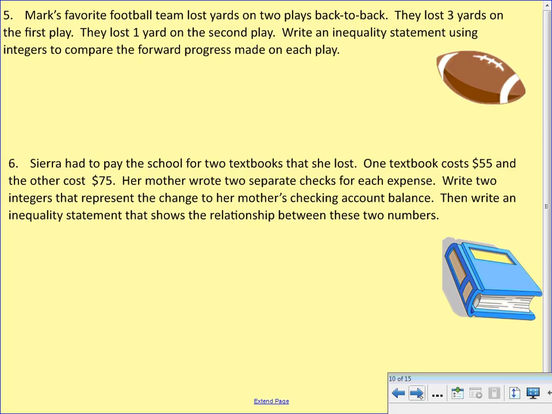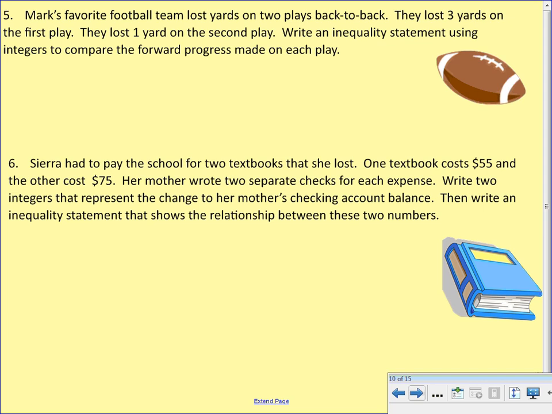Try some more. Try number 5 on your own. Mark's favorite football team lost yards on 2 plays back to back. They lost 3 yards on the first play. They lost 1 yard on the second play. Write an inequality statement using integers to compare the forward progress made on each play.